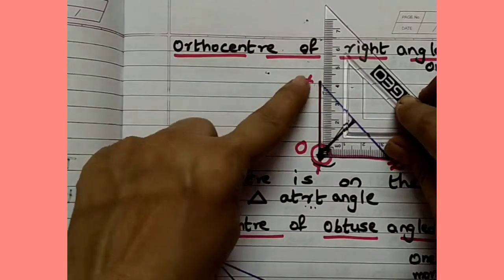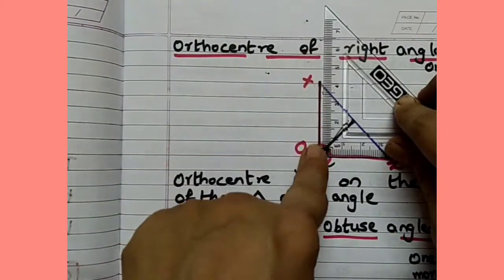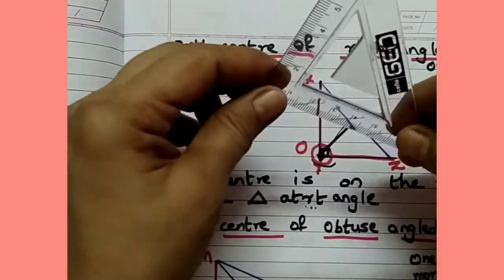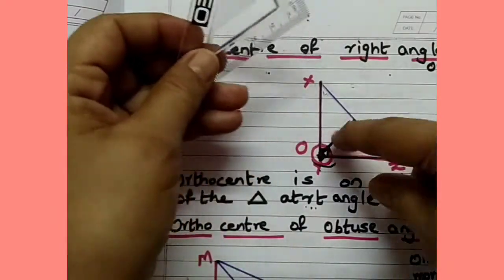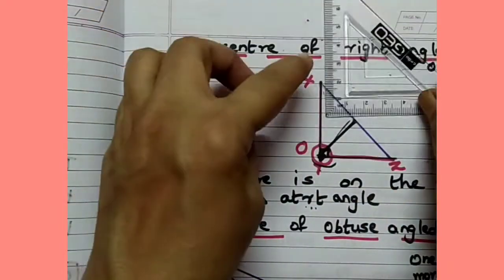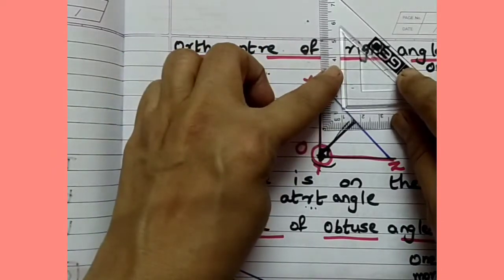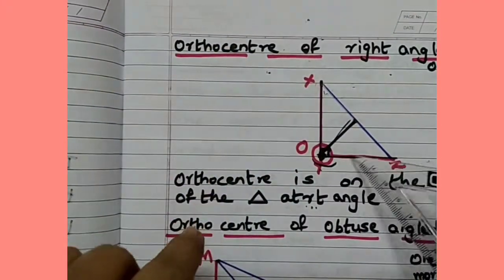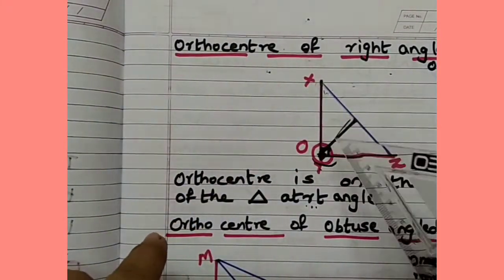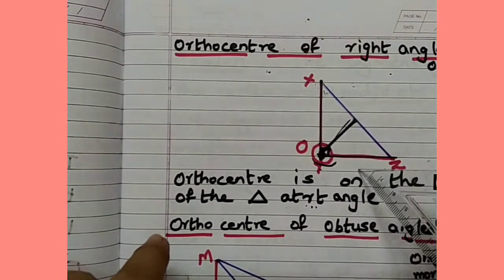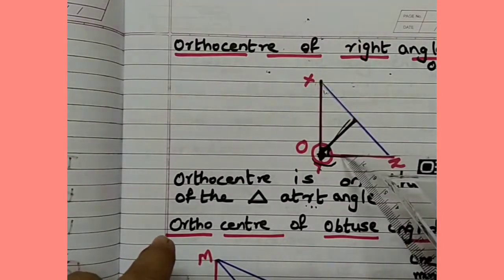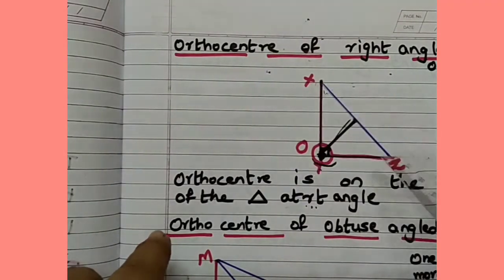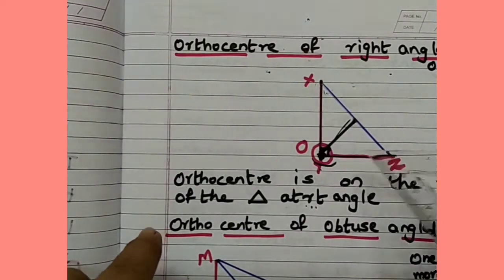I will move until I come to X. Now this will be the altitude. If I want to draw the altitude on this side, OX, I have to keep my set square over here, move it till I come to vertex Z. So we can see in case of a right angle triangle, the 2 sides which form the right angle are the altitudes. So this is one altitude, this is another altitude. So XO is an altitude starting from X to the side OZ, and ZO is the altitude starting from Z to the side OX.